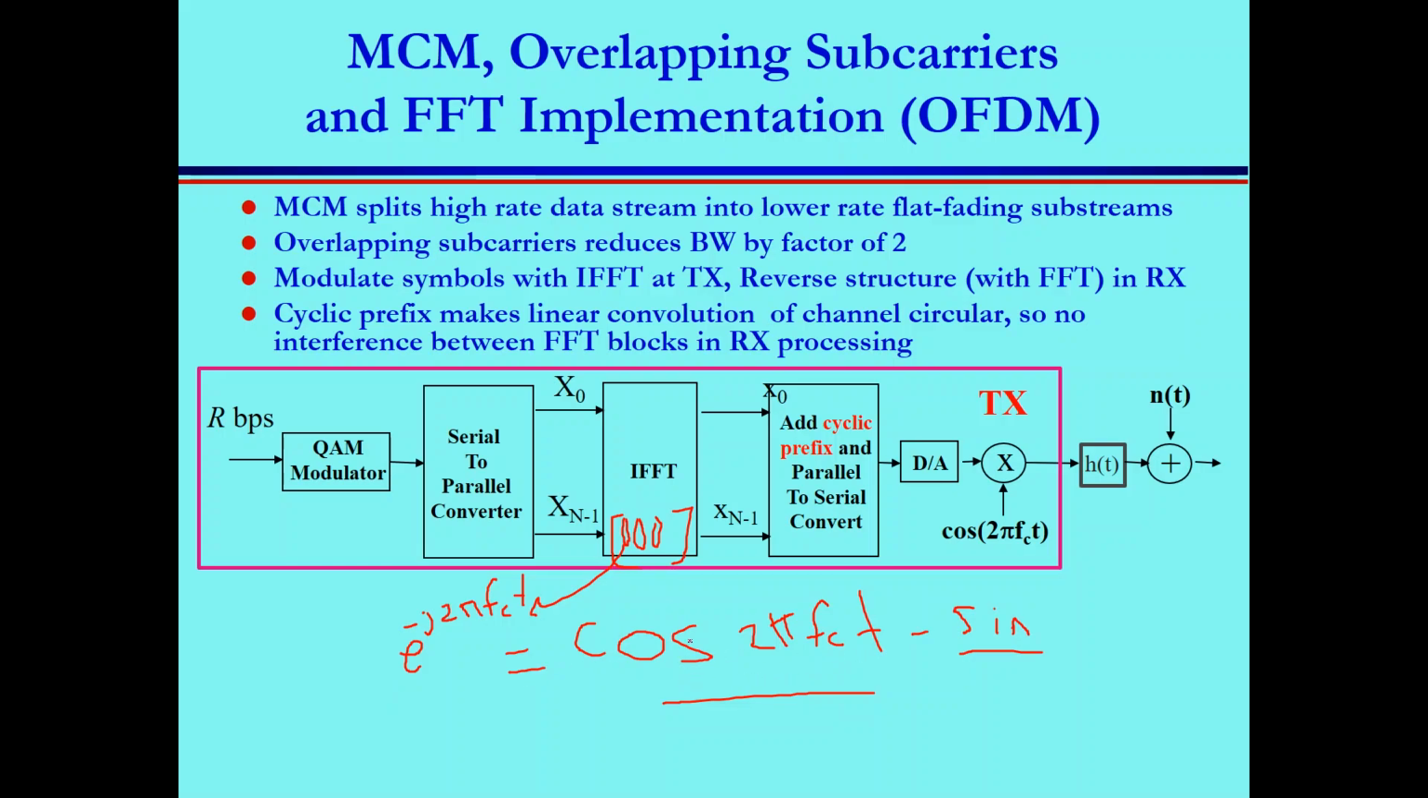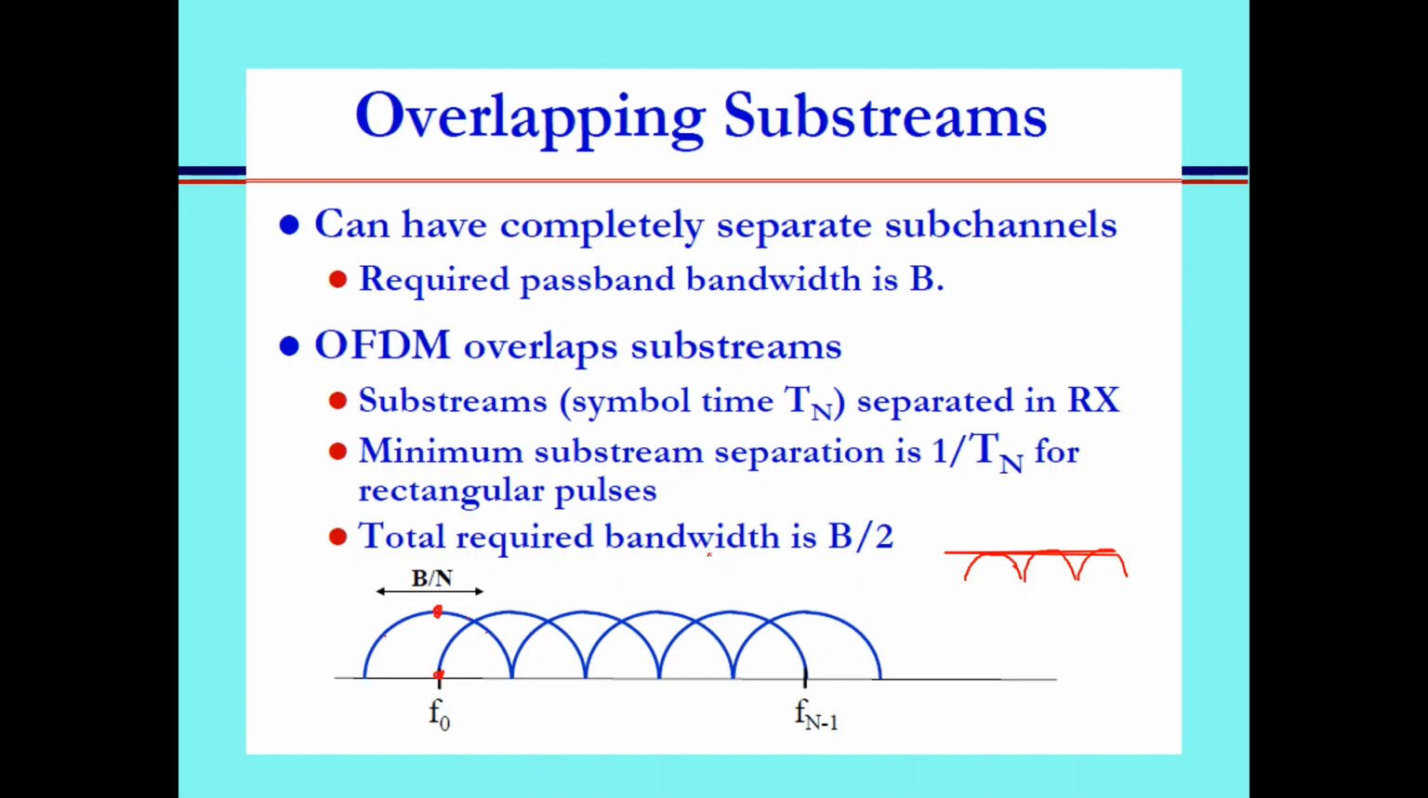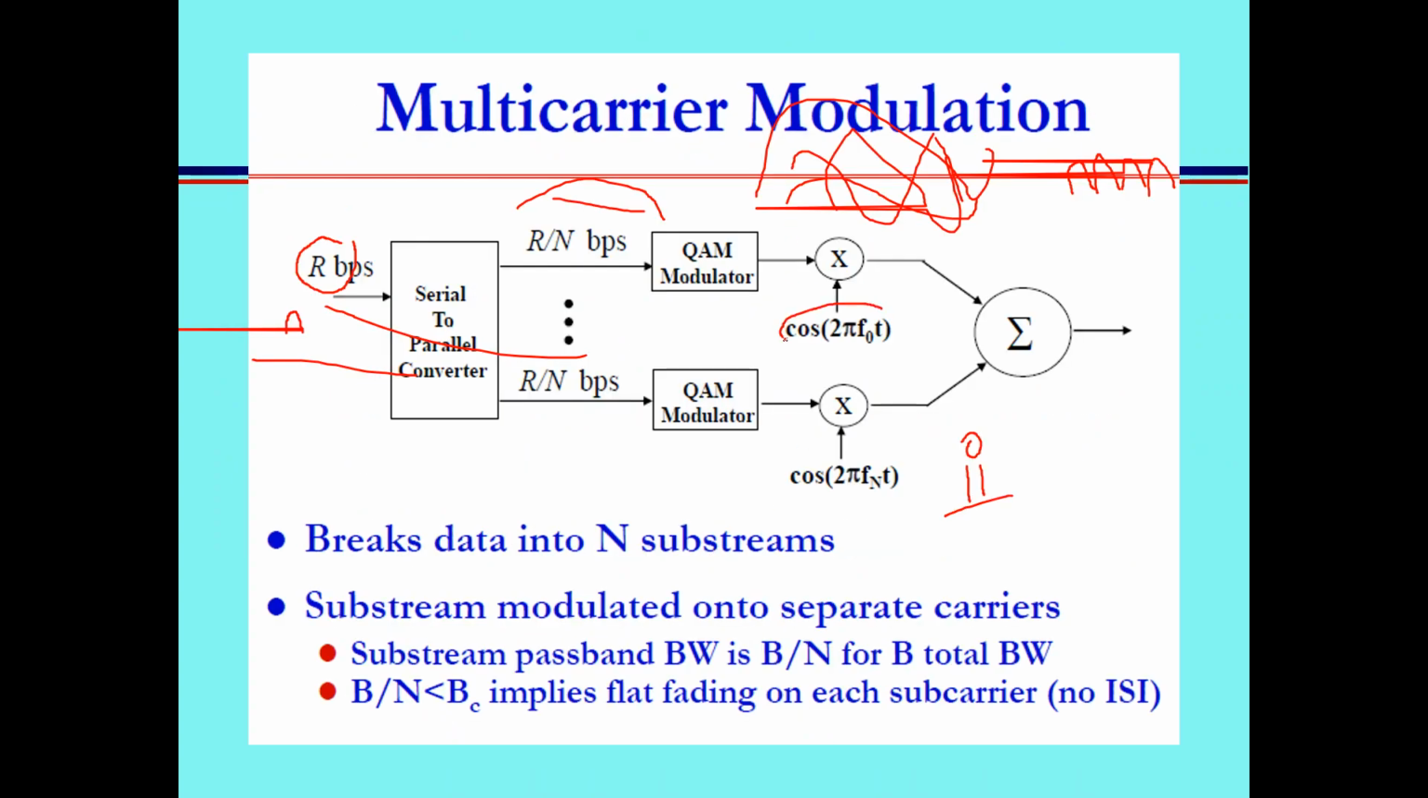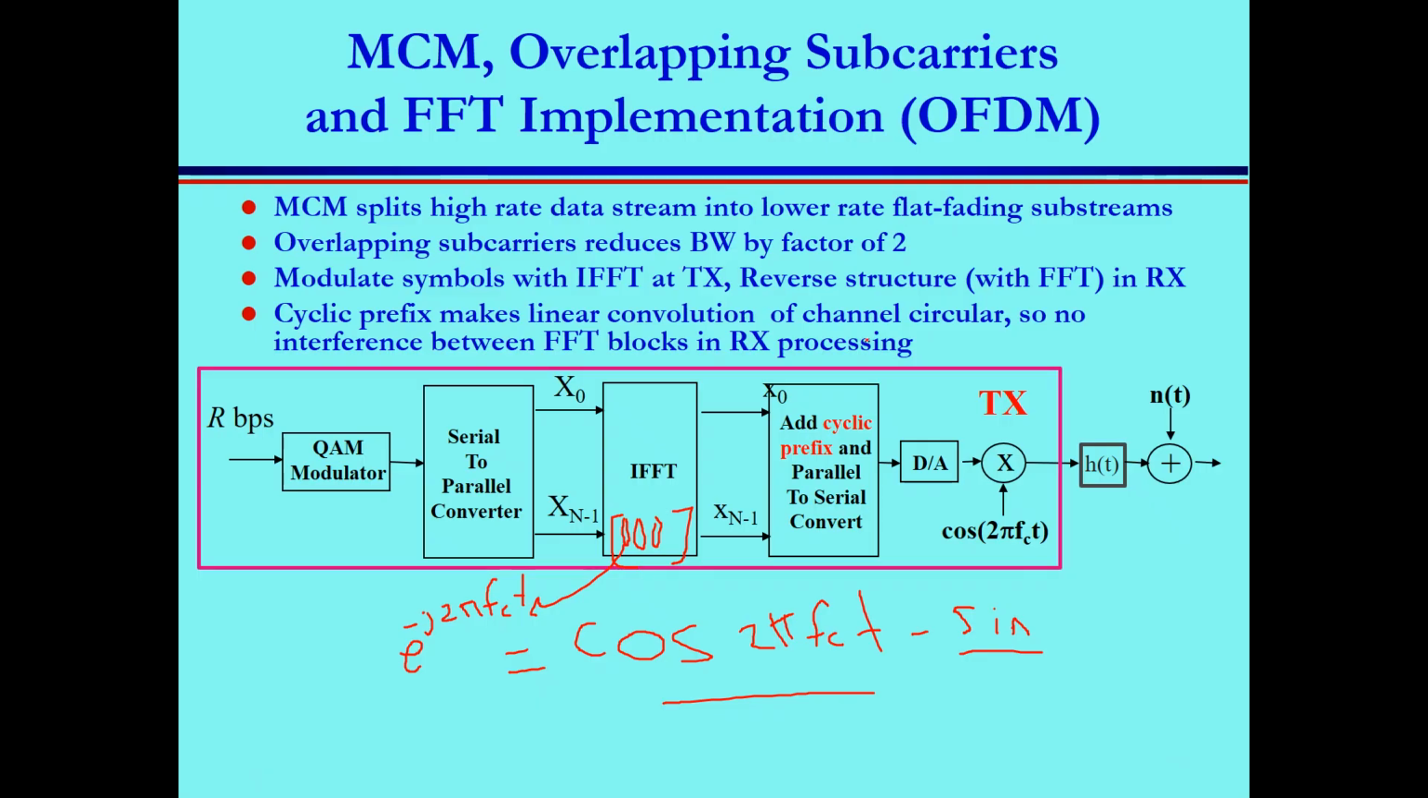So your cosine and sine that I showed you here, instead of multiplying your substreams separately, when you use IFFT it does that implicitly. Yes, they are built in. The cosine and sine are embedded. You don't see them. It's a nice implementation. So this takes the real value of your symbol and gets multiplied by cosine, and this takes the imaginary value.